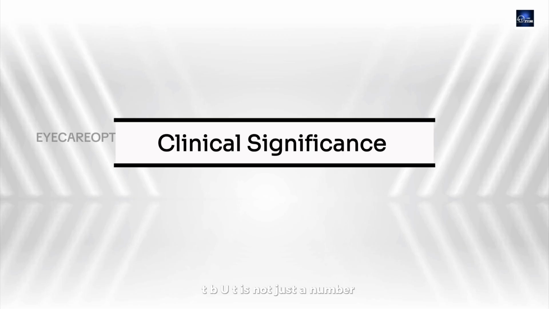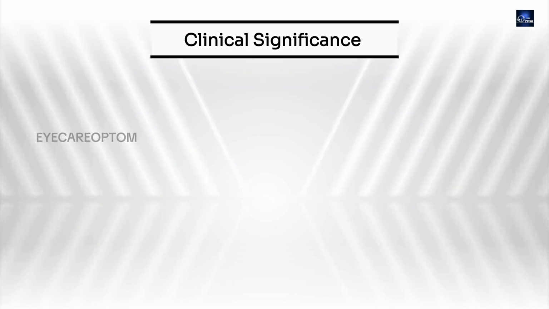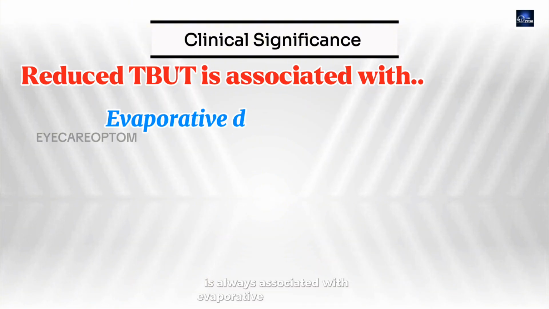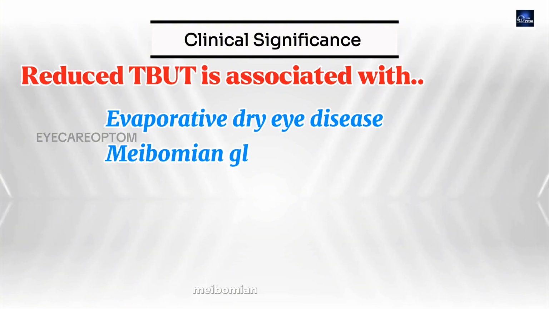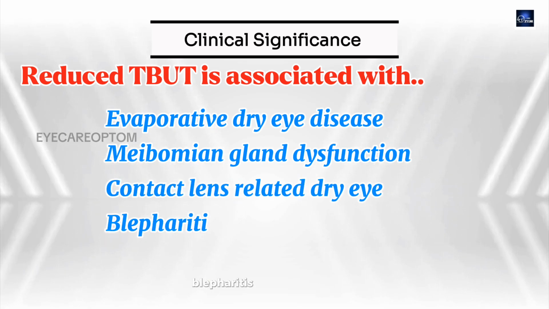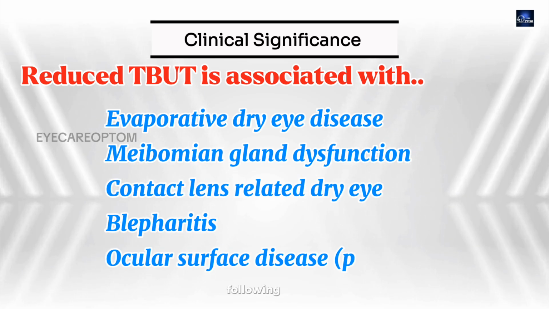TBUT is not just a number, it's a window into the health of the entire ocular surface. A reduced TBUT is often associated with evaporative dry eye disease, meibomian gland dysfunction, contact lens related dry eye, blepharitis, and ocular surface disease following surgery.